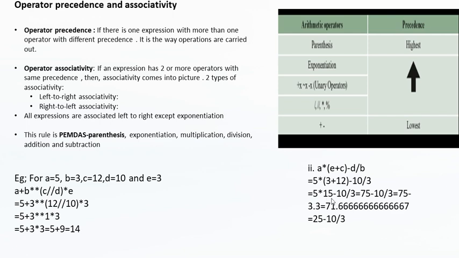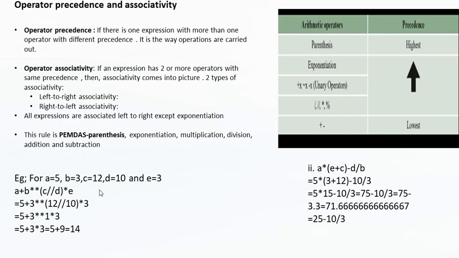So what would be the answer? You do left to right associativity. If we do left to right associativity, first 5 into 15 will be calculated. So 5 into 15 is 75. Now you have 75 minus 10 divided by 3. Now division will have the highest precedence, right? So it is 75 minus 10 divided by 3, which is 3.333, like that. So the final answer that you get is this one.